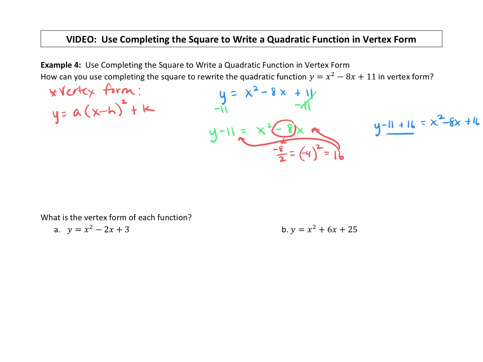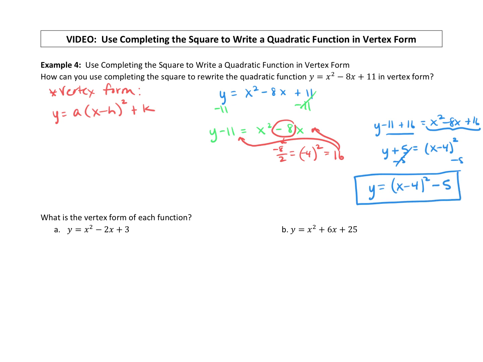So we can go ahead and combine the negative 11 plus 16. That's y plus 5. And then this x squared minus 8x plus 16 is factorable. Factors of 16 that add up to negative 8: negative 4 and negative 4, so x minus 4 squared. So we're almost done. All we have to do is get y by itself so that our equation looks like this. We will just subtract 5 from both sides. We have y equals x minus 4 squared, and that minus 5 is just going to go on the end. And now we have vertex form.